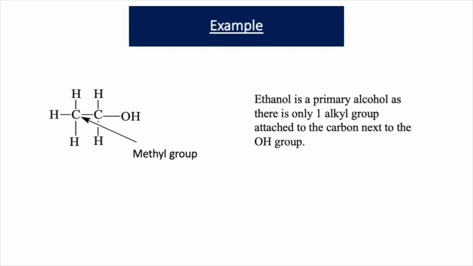So let's look at an example. Here we have ethanol. Ethanol has a methyl group attached to the carbon next to the OH and two hydrogens. So as it has one alkyl group on the carbon next to the OH, it is classed as a primary alcohol. Classification is particularly important for alcohols because primary, secondary and tertiary alcohols do have some different reactions. Therefore it's important you can recognize what type of alcohol you have, whether it's primary, secondary or tertiary.